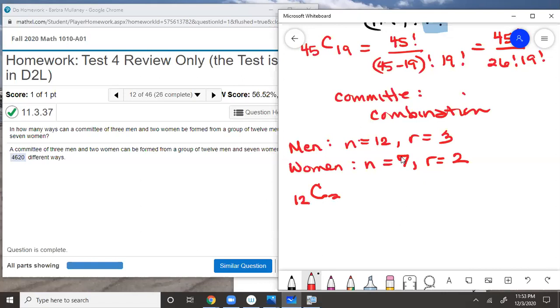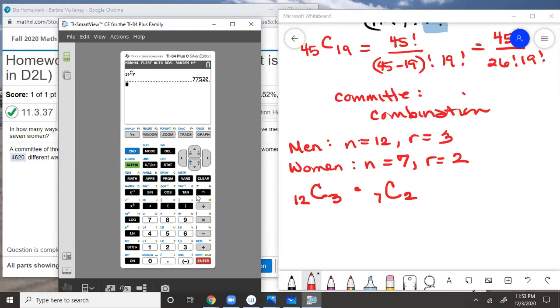The number of ways to choose the women is 7 taken 2 at a time. You multiply those and then you get your answer. We can go straight to our calculator. So we have 12, math, prob, number 3, and then we're going to type in 3. And I'm going to get my answer.